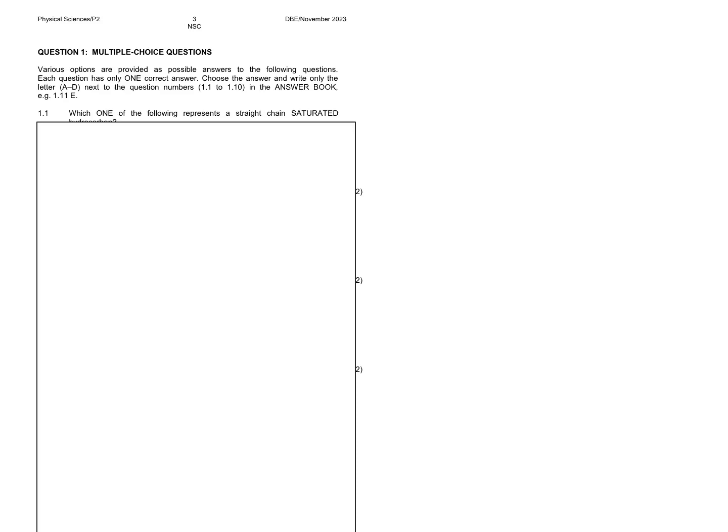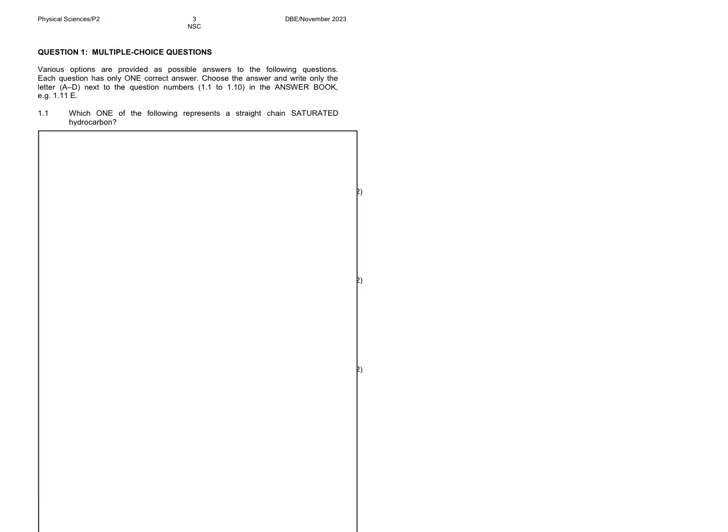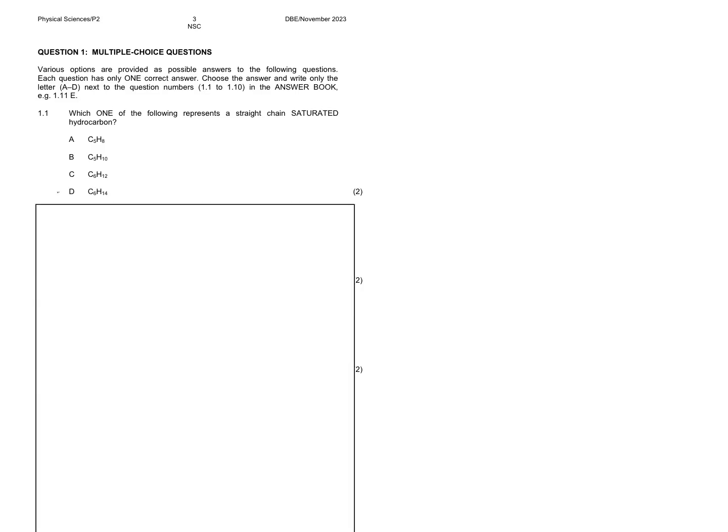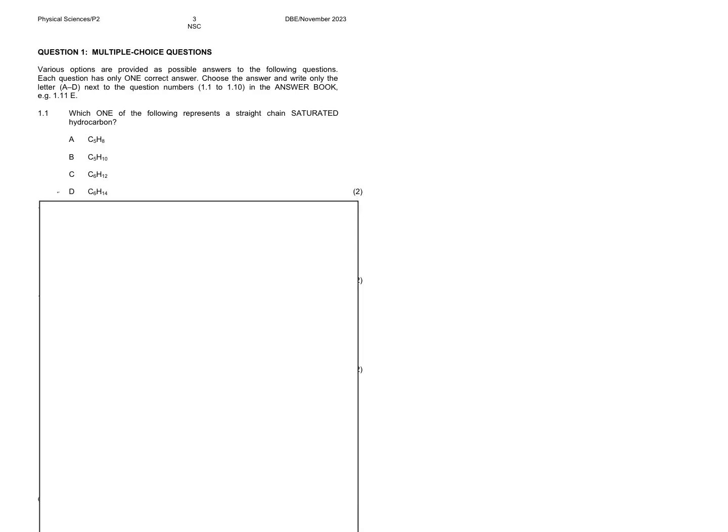Question 1, November 2023, the chemistry paper. Question 1, paper 2. Which one of the following represents a straight chain saturated hydrocarbon? Now you haven't studied, so you don't know the difference between saturated and unsaturated, which is fine. I just want to show you, if you know every carbon needs to have 4 bonds.